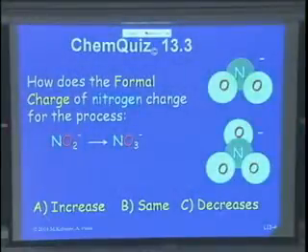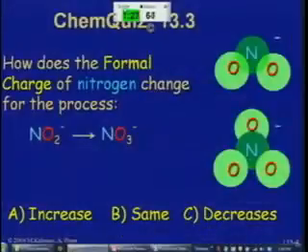So why don't you draw the structure, and then you go with these rules and find out what the formal charge is on the nitrogen.